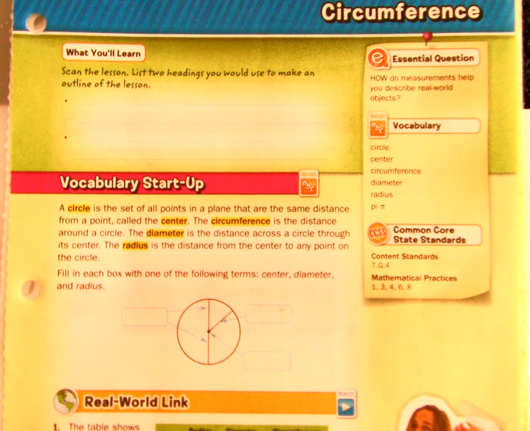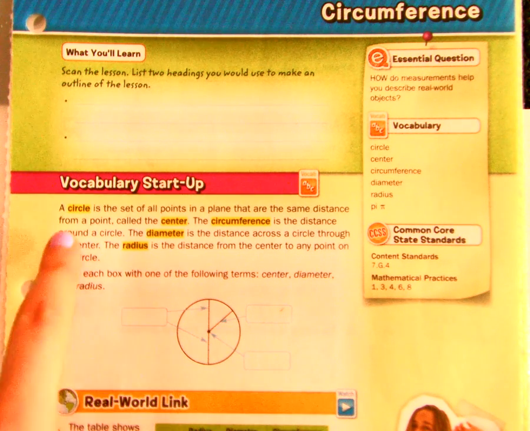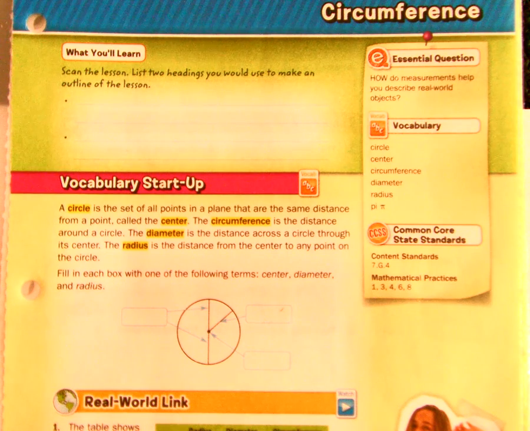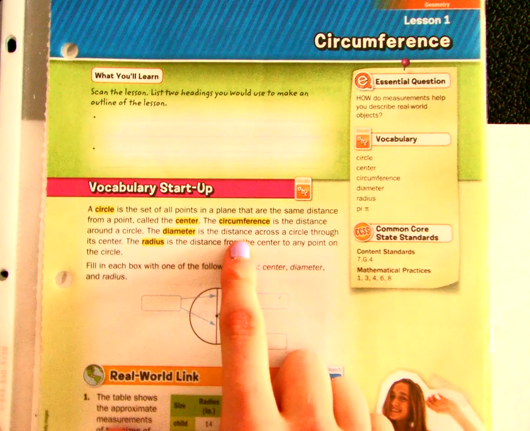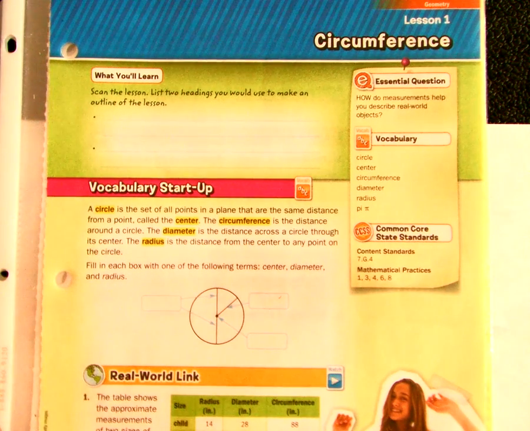8.1, circumference. A circle is a set of points in a plane that are the same distance from a point called the center. The circumference is the distance around a circle. The diameter is the distance across the circle through the center. And the radius is the distance from the center to any point on the circle.